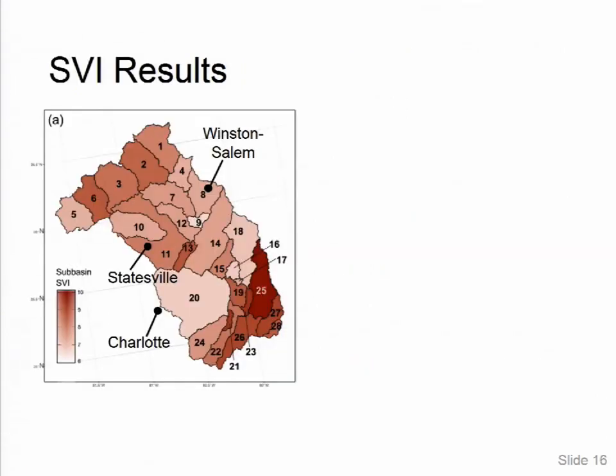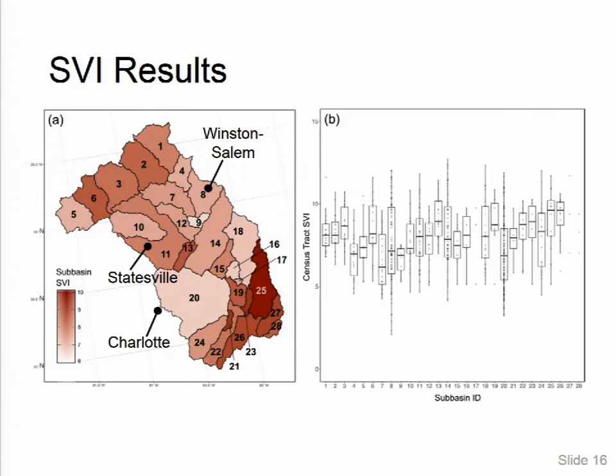So here we have those spatially averaged results. And we see at the subbasin scale, there are quite a few vulnerable subbasins at the lower part of the watershed, but also scattered throughout. The especially high one here is subbasin 25.